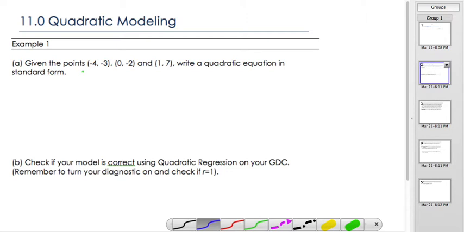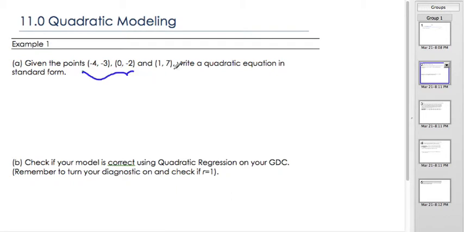You how to do a quadratic regression on your GDC. So we've already taken these 3 points here and found a quadratic equation by solving simultaneous equations. Next we're going to go ahead and find a quadratic regression on our graphing calculator.